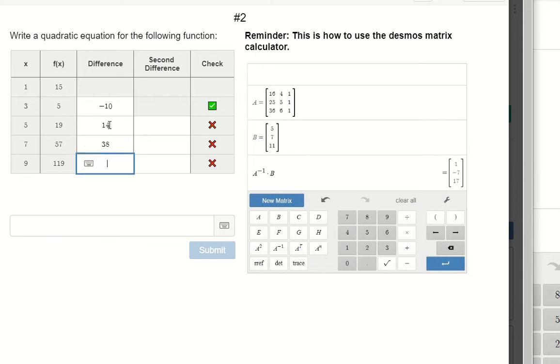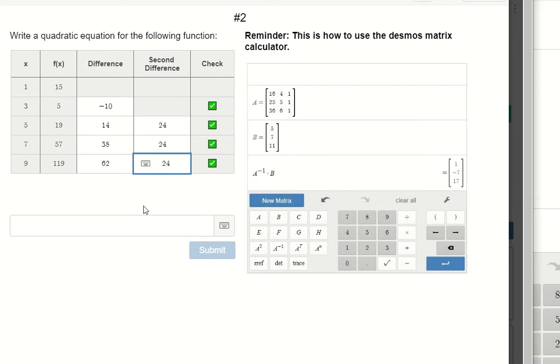And then from 57 to 119, it's almost 62. Maybe I got some of those right. So negative 10 to 14, you're adding 24 there. It's a jump of 24. And then from 14 to 38, you're also adding 24. 38 to 62, you're also adding 24.